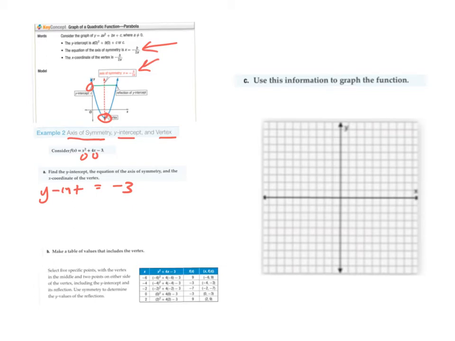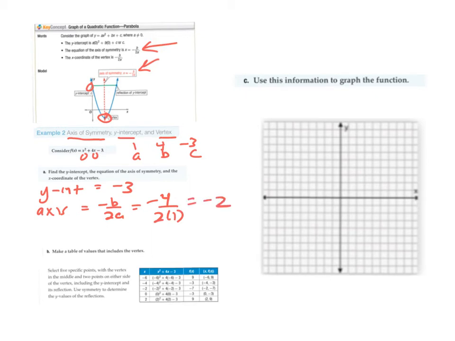Now we can do the axis of symmetry, which is taking negative b over 2a. Our quadratic formula has a as our first letter, b as our second, and c as our constant. So 1 is our a, 4 is our b, and negative 3 is our c. If I put this into the formula, I have negative 4 over 2 times 1, which works out to negative 2. So our axis of symmetry is at negative 2.